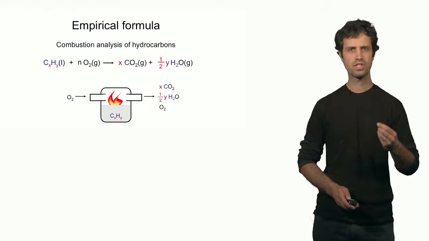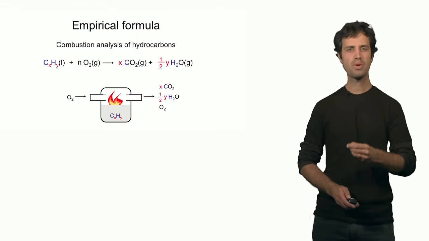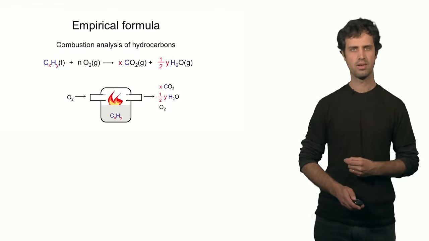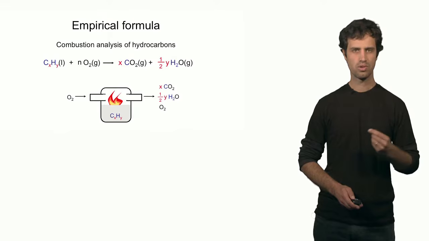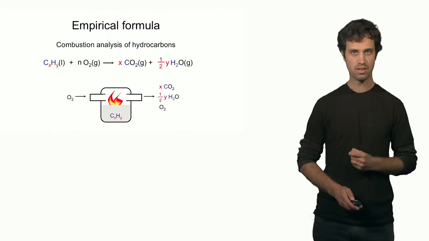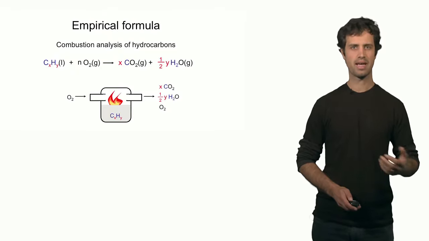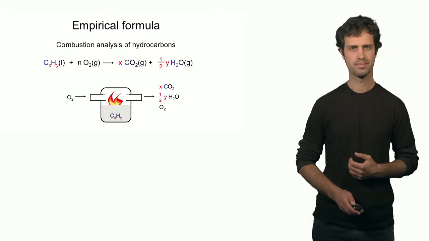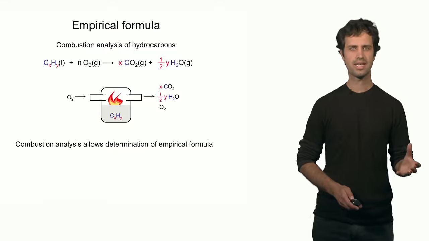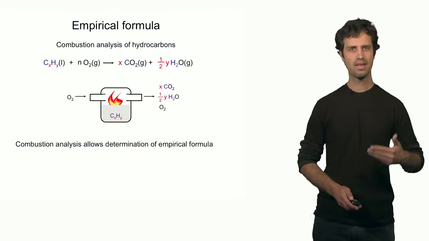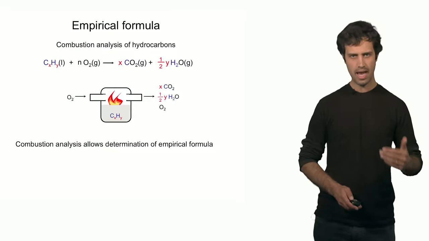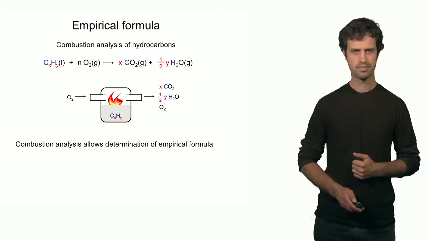Now, the number of CO2 molecules is related to how many moles of carbon I had initially. And the number of moles of water molecules is related to the number of moles of hydrogen atoms that I had initially in my hydrocarbon compound. So, in other words, combustion analysis is a way to determine the empirical formula by looking at the amounts of CO2 and H2O produced. Let's look at the following example.